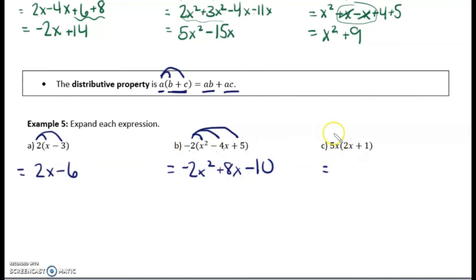Okay, same thing for c. Multiply this 5x into each and every term in the bracket. So 5x times 2x is 10x squared. Remember, x times x, what we're doing is we're adding these exponents. So we get a 2. Okay, and then 5x times 1, we get 5x.